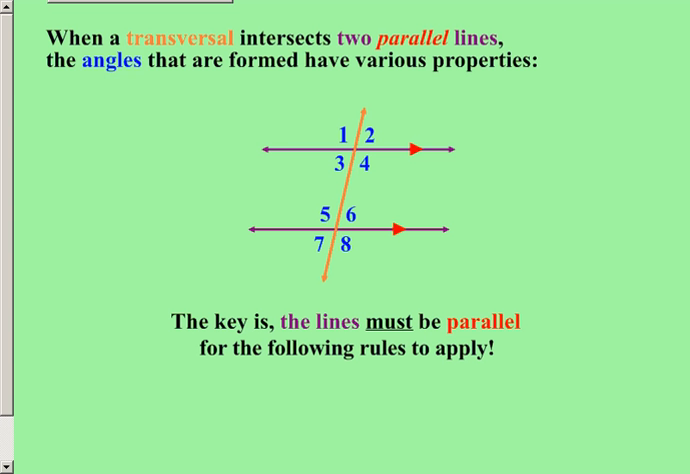Okay, now the key to the information that we are about to go into is you absolutely, positively, 100% of the time must verify that the lines that you are intersecting with your transversal are in fact parallel to each other. If the lines are not parallel to each other, you will not apply any of the 4 rules that we're getting ready to look at today.